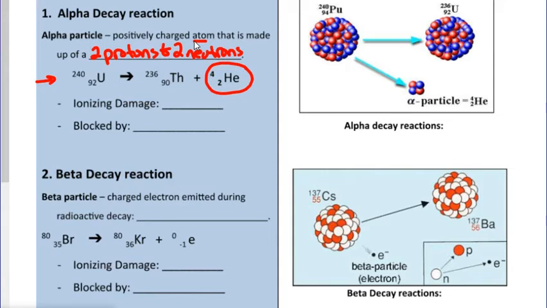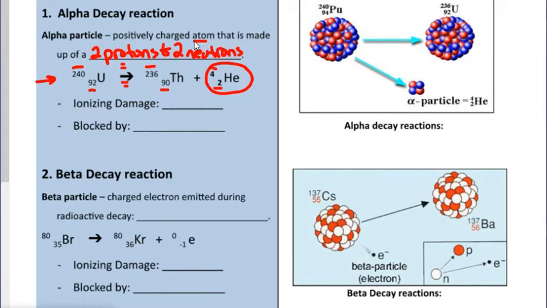Okay, so it's kind of like saying this is the sum of the parts all on the left side. Again, we look at this as a math equation. 92 equals 90 plus 2. That's true. 240 equals 236 plus 4. Also true. So this nuclear reaction is balanced, and all protons and neutrons are accounted for.